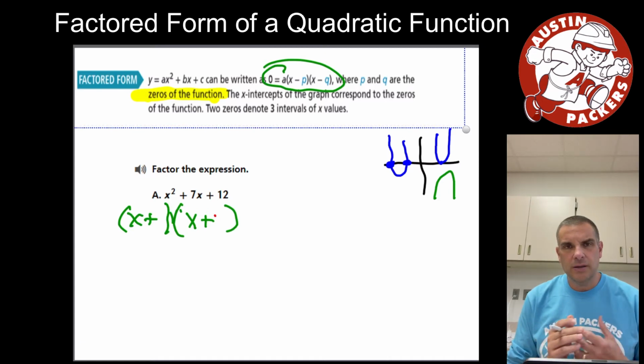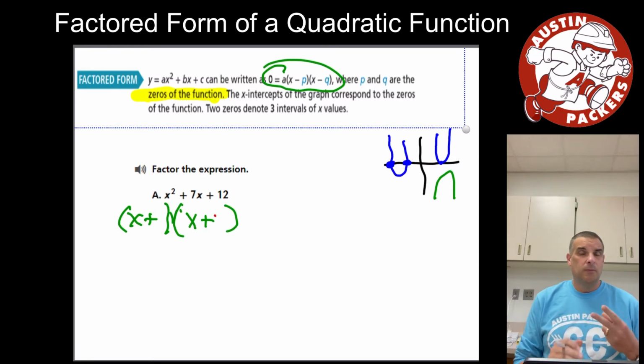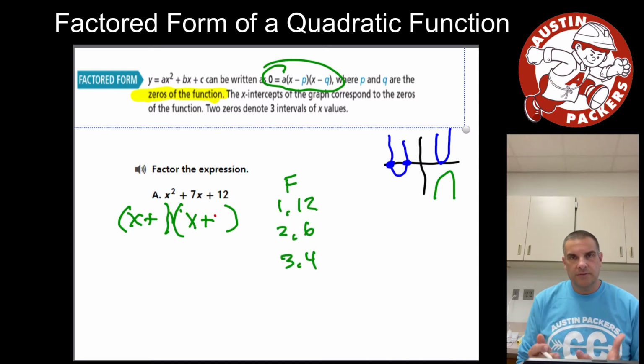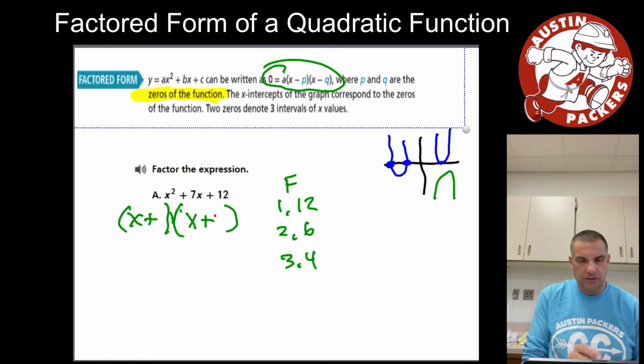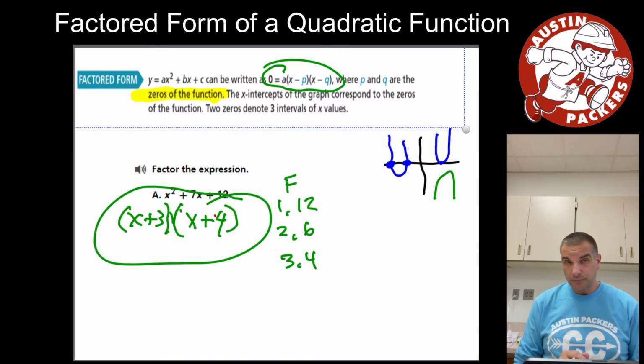So that's what we're thinking about, how to do that. I need two numbers that multiply together to be 12, and I need them to add to be 7. If I look at the factors of 12, they are 1 and 12, 2 and 6, 3 and 4. I need them to add up to 7 and multiply together to 12. So in this case, it's just 3 and 4. And that's your solution, and you're done.